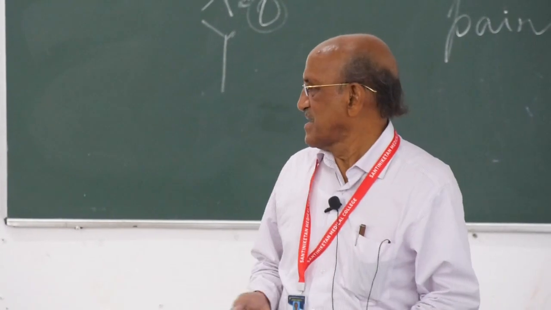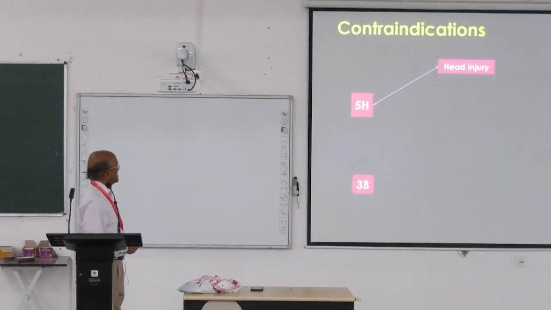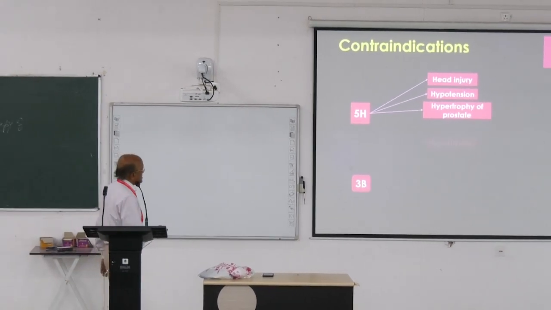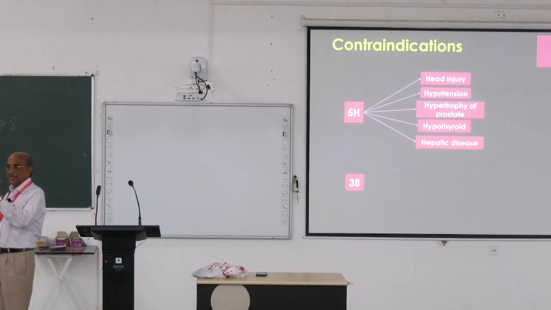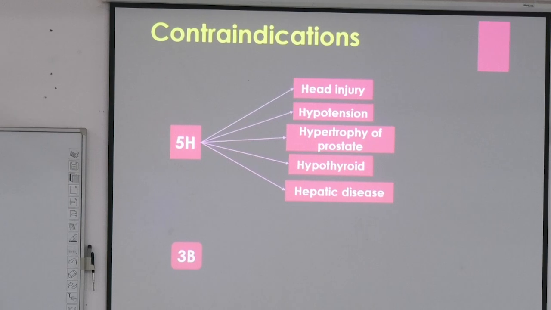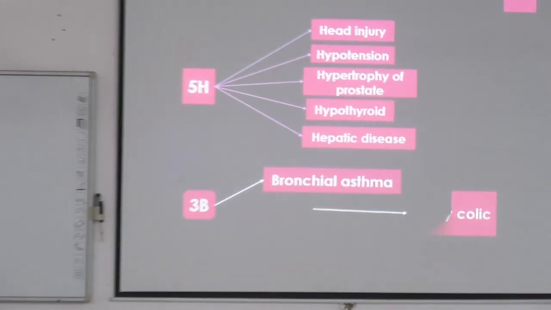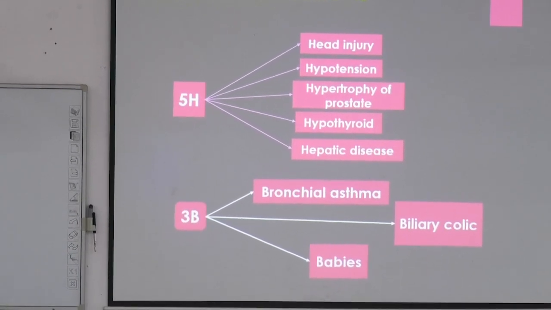That can still be given, there is not that much contraindication. Now let us see, there are so many contraindications: 5H and 3B. What are those 5H? Head injury, hypotension, hypertrophy of the prostate, hypothyroidism, hepatic disease. So these are the 5H where you should not give morphine. Then 3B: bronchial asthma, the baby, and biliary colic. So these are the 3Bs and 5H where you should not administer morphine.